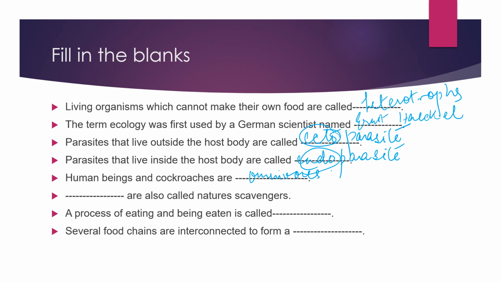Now dash are also called nature scavengers. Who are also called nature scavengers? Decomposers are also called nature scavengers. The process of eating and being eaten is called the food chain. Now several food chains are interconnected to form what? Many food chains are interconnected to form a food web.